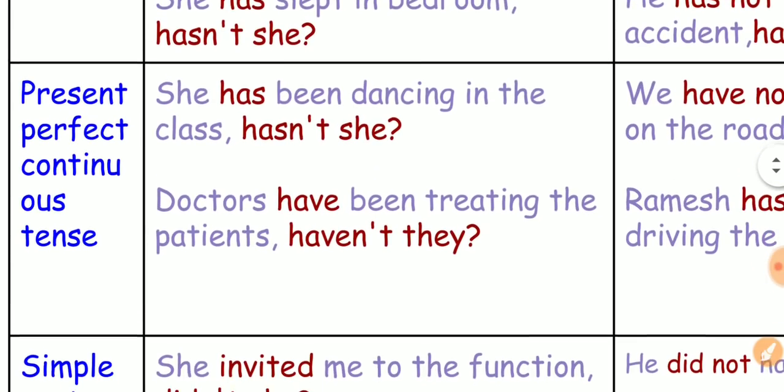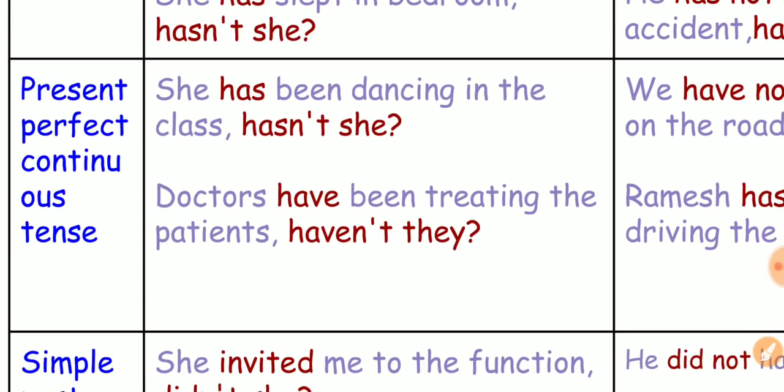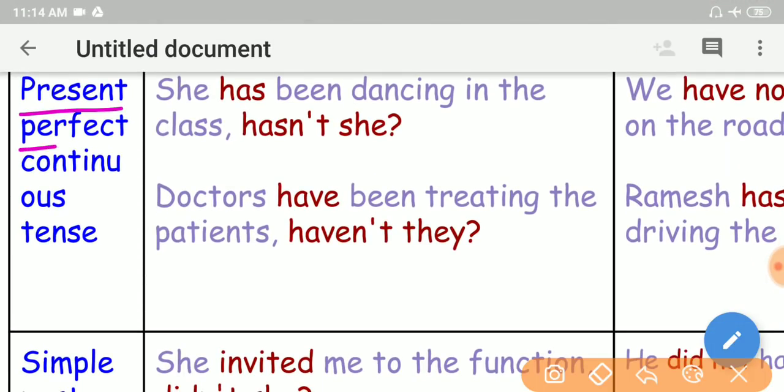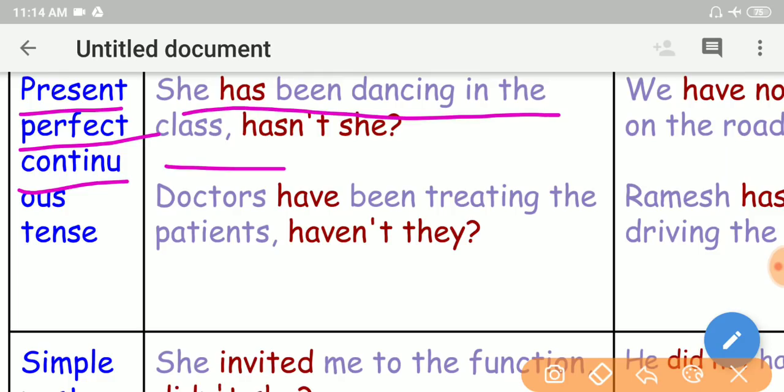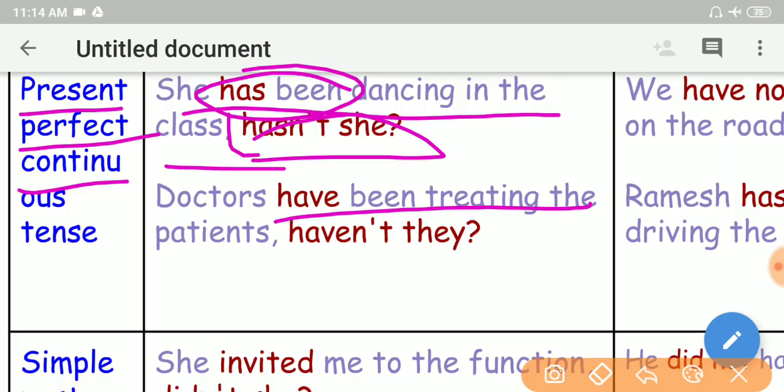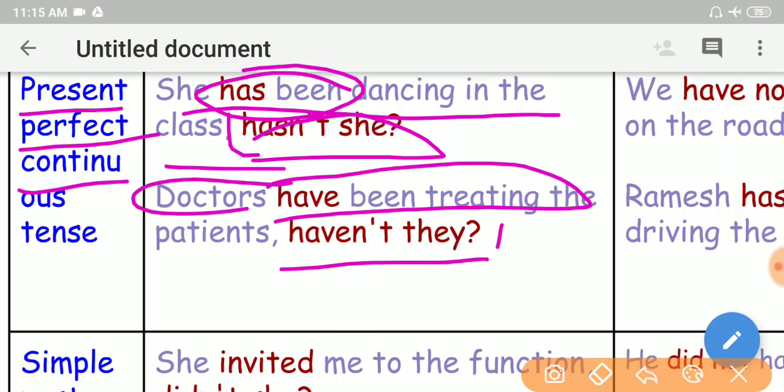And then present perfect continuous tense. She has been dancing in the class, hasn't she? So the statement is positive, sorry, the tag should be negative. Here also, the doctors have been treating the patient. The statement is positive. The tag should be negative, my dear friends.